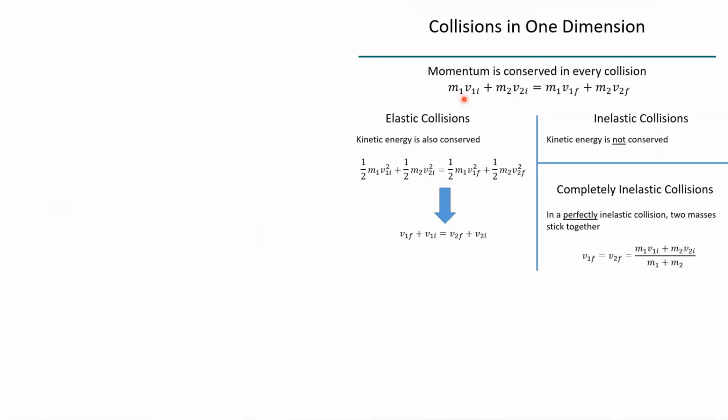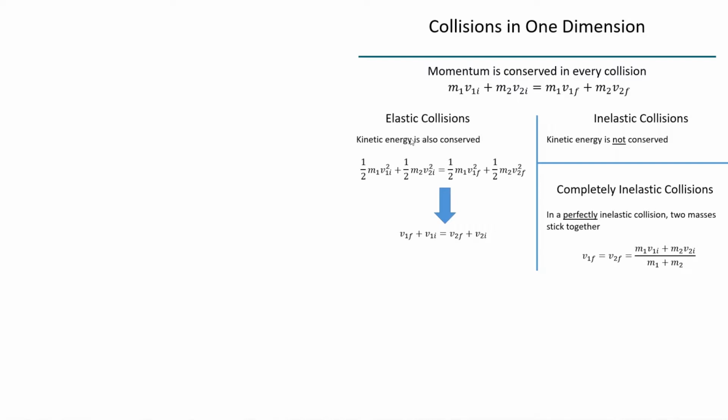In every collision, we showed that momentum is conserved. So P1 initial plus P2 initial equals P1 final plus P2 final. I can write this all out as M1 V1 initial plus M2 V2 initial equals M1 V1 final plus M2 V2 final. Since this collision is happening in one dimension, I don't have to worry about the fact that these are vector quantities. I'm just looking at, say, the x component of the momentum, because that's the only component that exists.